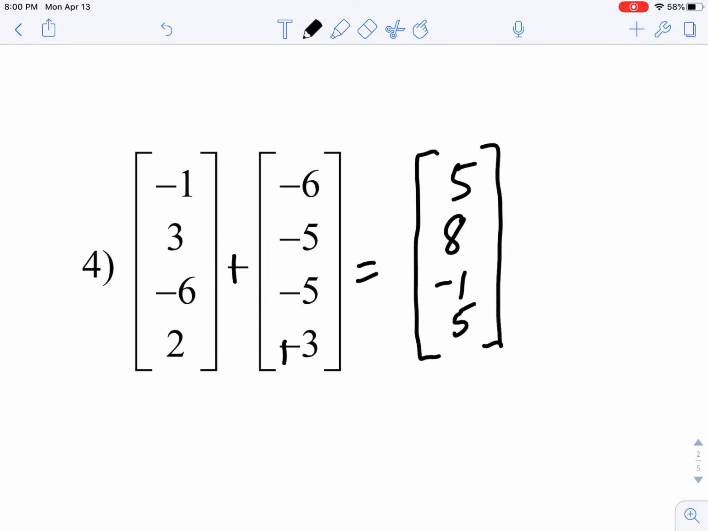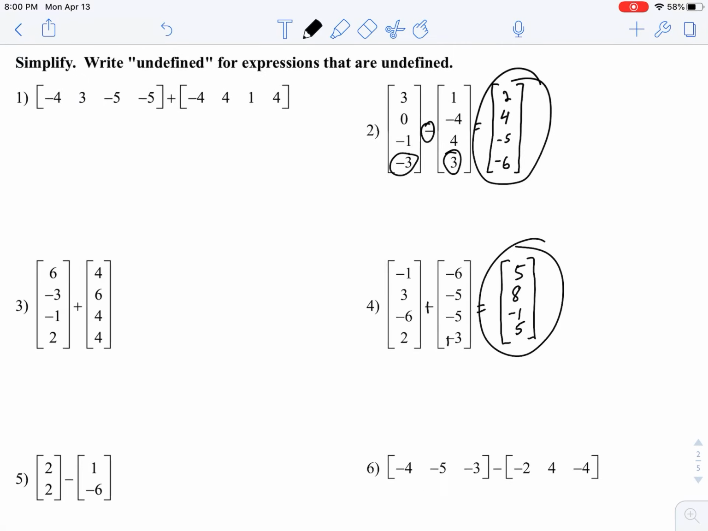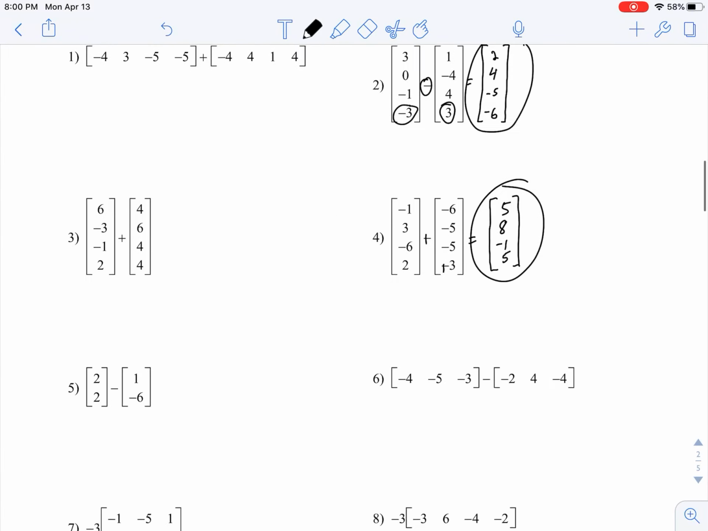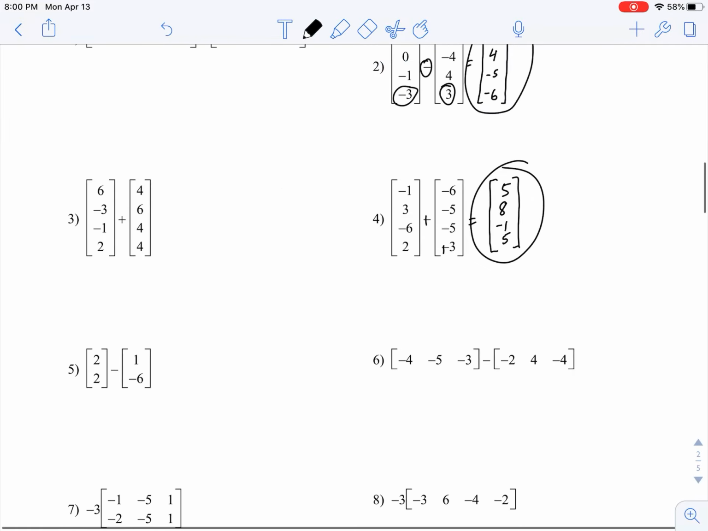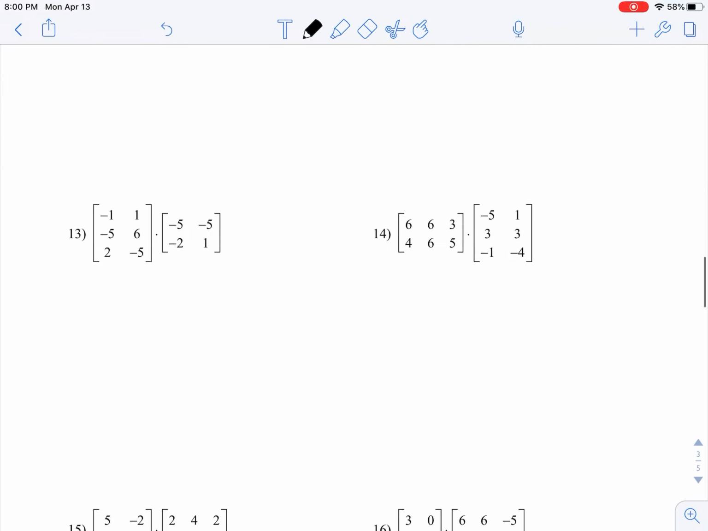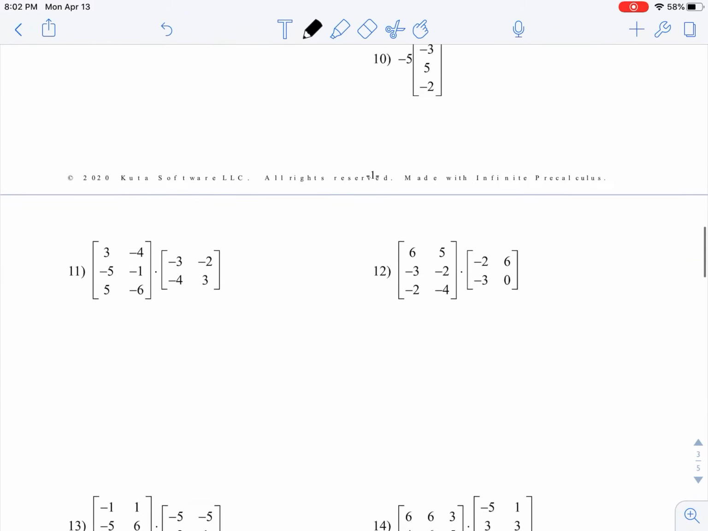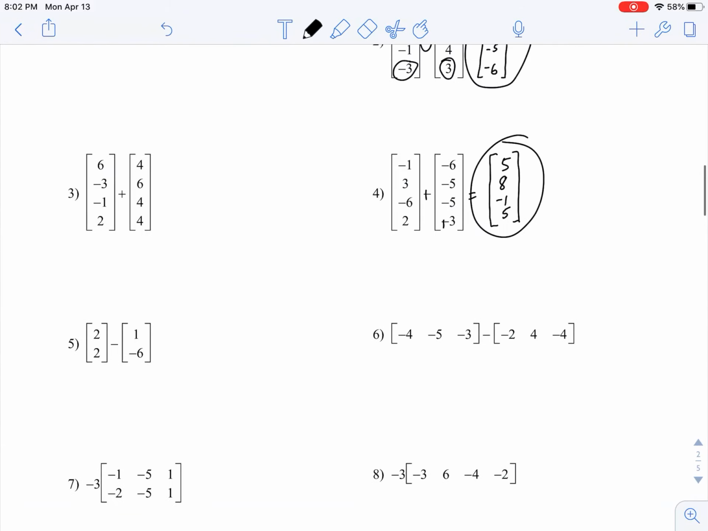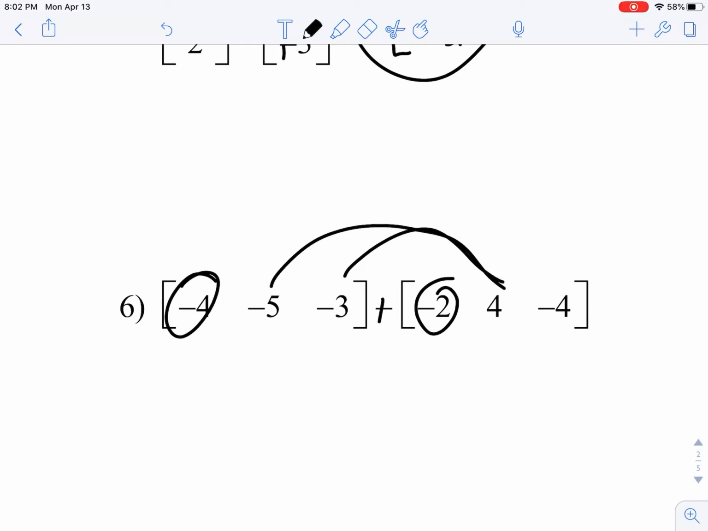And there we go. 5, 8, negative 1, 5. Well, look at that. All my examples are subtraction. Well, that was kind of dumb. Let me go down and check number 4: 5, 8, negative 1, 5. Yep. Okay, if this was addition, I would just be adding every pair of numbers together.